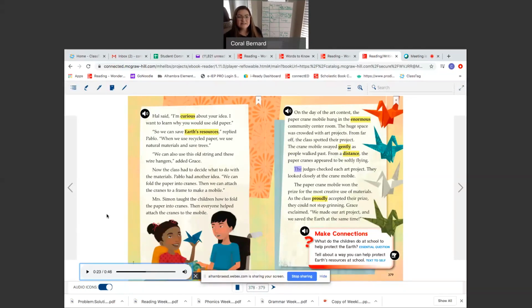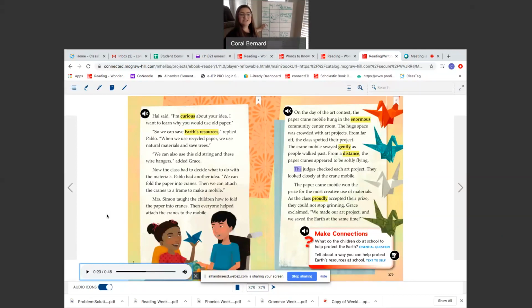From a distance, the paper cranes appeared to be softly flying. If something is gentle, let me think of something I have to be gentle with, a kitten. I have to be very gentle and soft with a new baby kitten because they're brand new, right? They're fragile. So let me write my definition of gently. It's going to be softly.